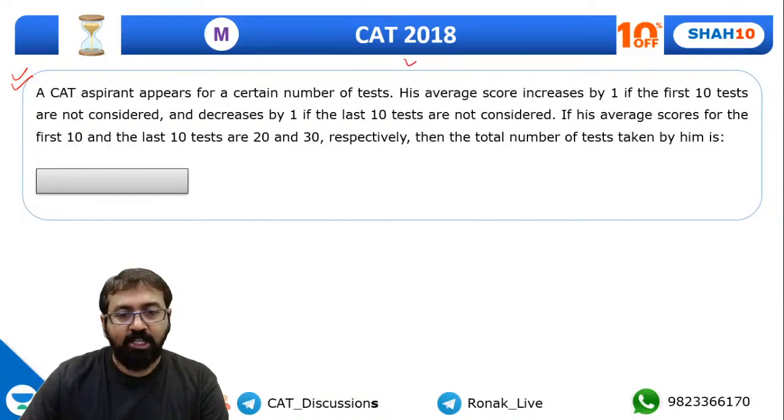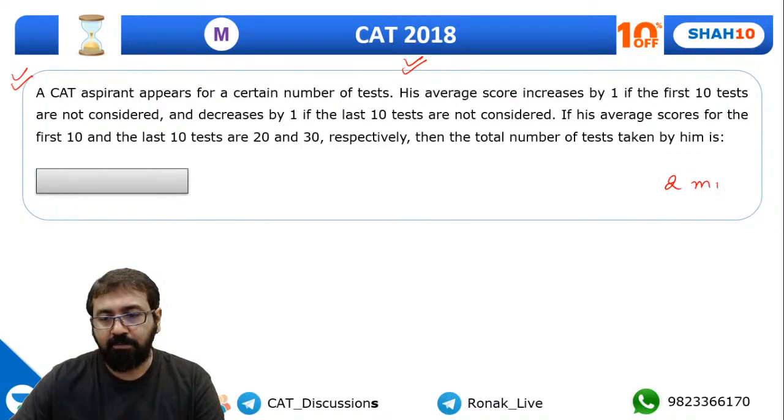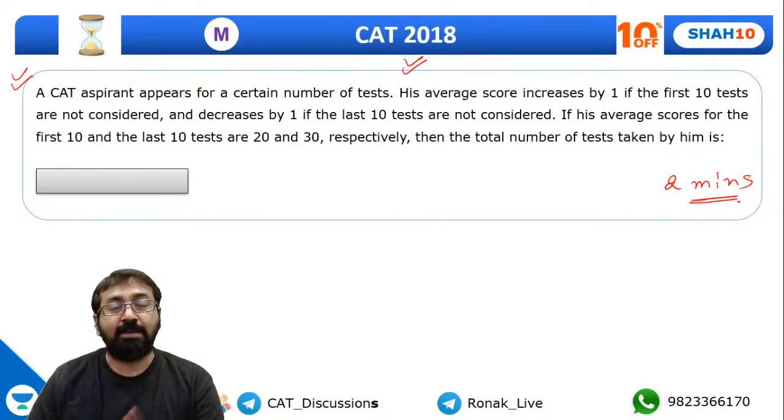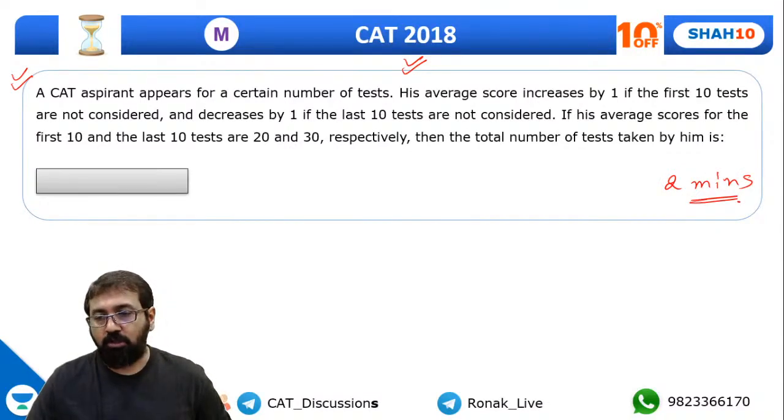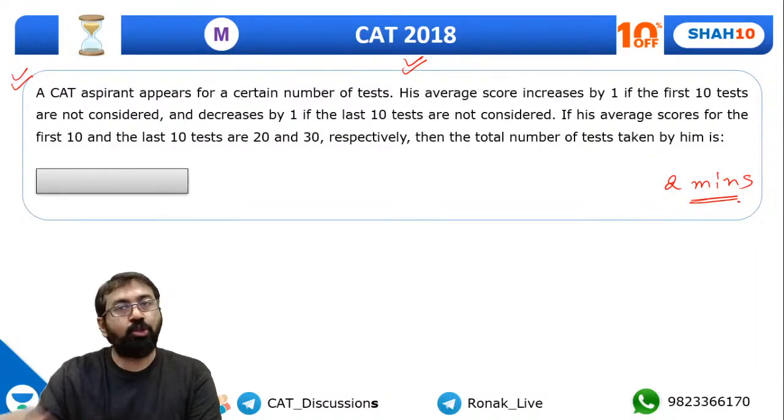So everyone, this is the CAT 2018 average question. Why don't you try this? 2 minutes, please do it. And type your answer in the comment section once you have solved it. I'm sure you can do it now.